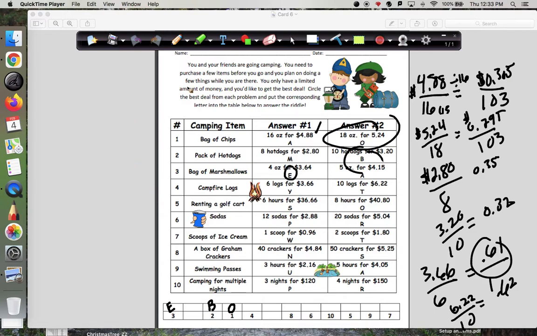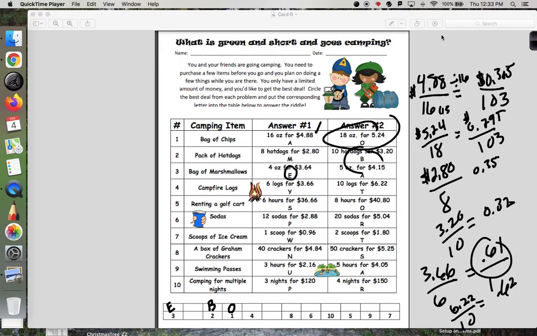And we're looking to answer the question. Looking to answer the question, what is green and short and goes camping? So it should be interesting. Let's look at the next one.